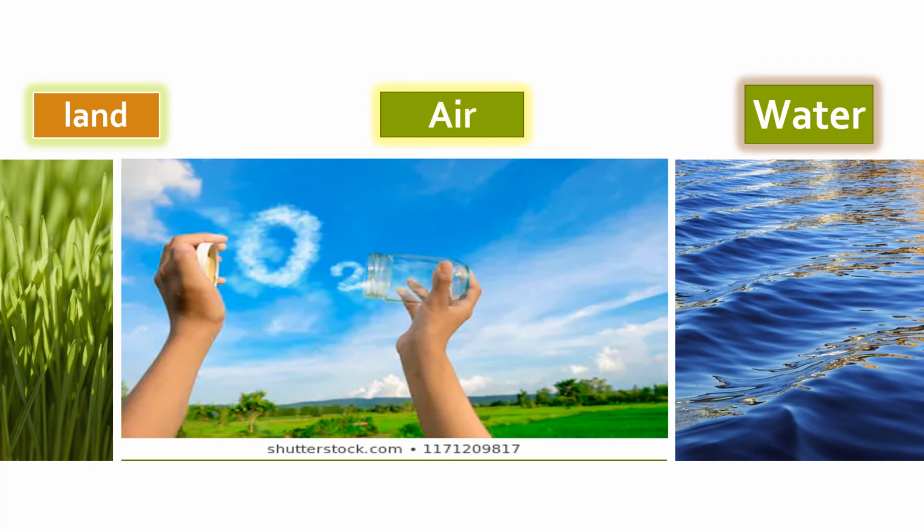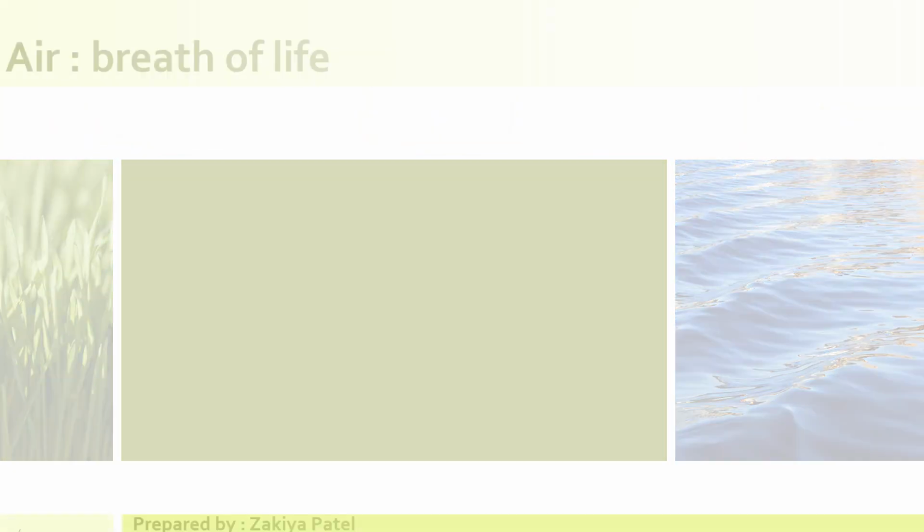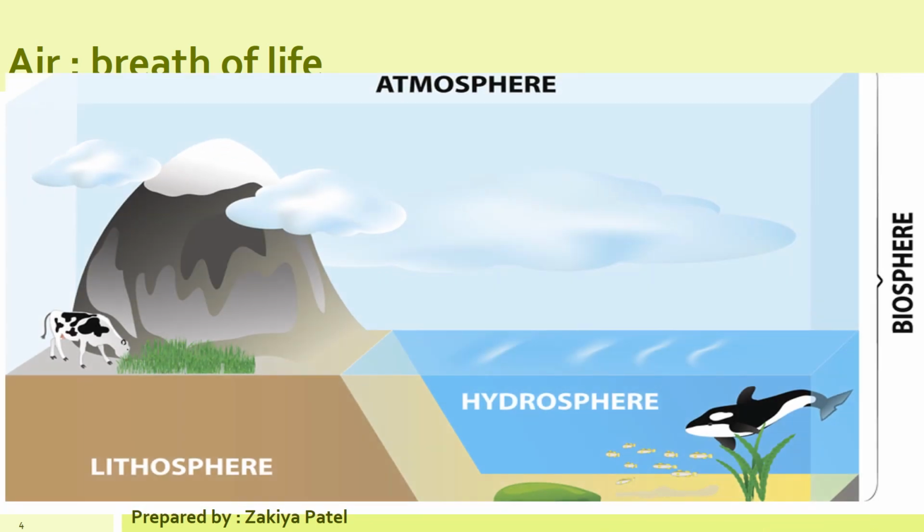So before starting air, we have to learn some very important spheres, or we can say some very important layers which are present on the earth. So first let's talk about the different layers present on the earth. In this image, dear students, you can see many kinds of layers or spheres: lithosphere, atmosphere, hydrosphere, and the whole you can see over here in the side, that is biosphere.